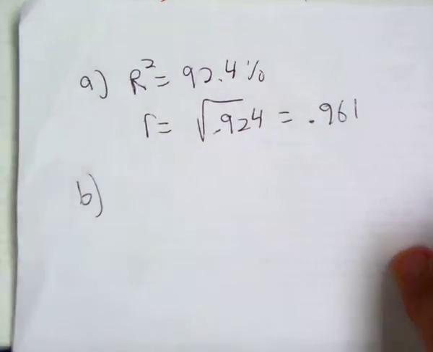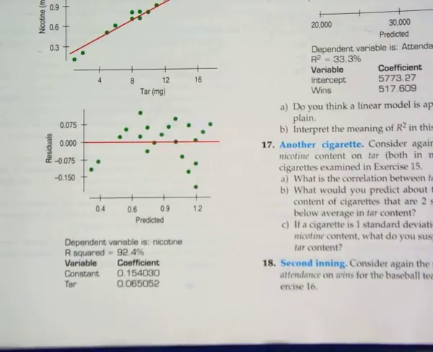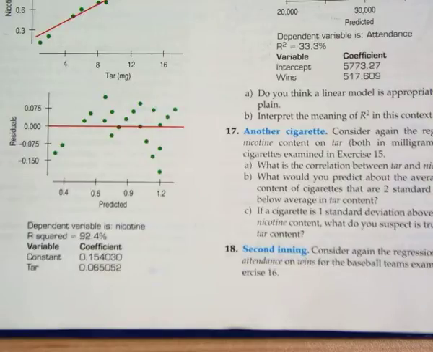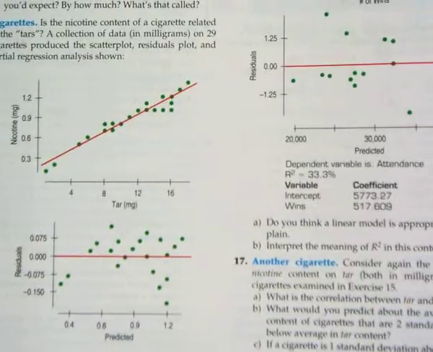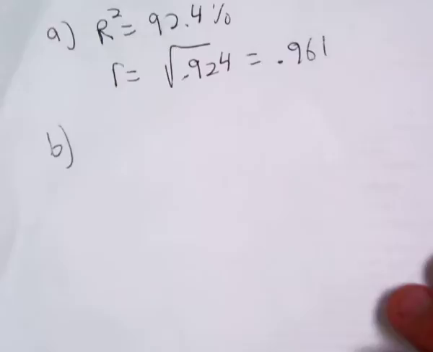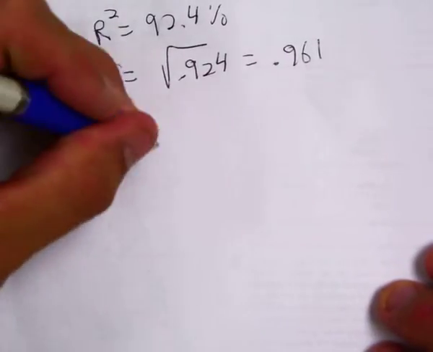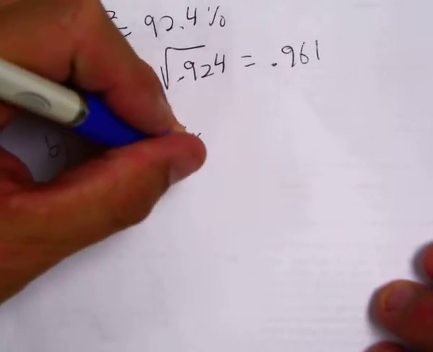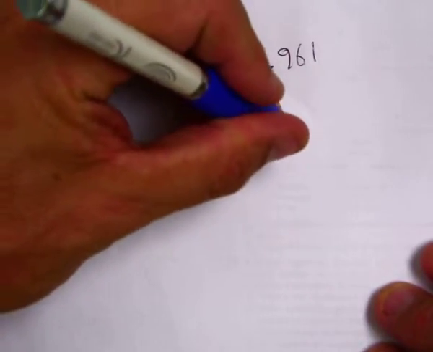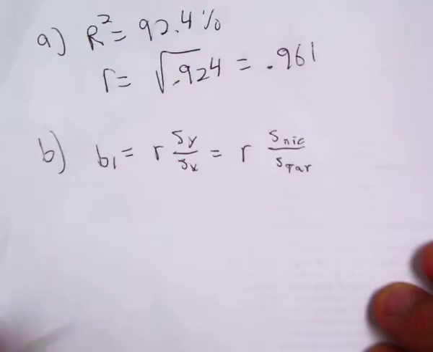Okay. In question B, they say, what would you predict about the average nicotine content for cigarettes that are 2 standard deviations above the mean in tar content? Well, in this case, tar is the explanatory variable and nicotine is the response variable. So what we've got to do here is we need our formula. Remember, the slope formula is R times the standard deviation of y over the standard deviation of x. Well, in this case, it would be R times the standard deviation of nicotine over the standard deviation of tar.